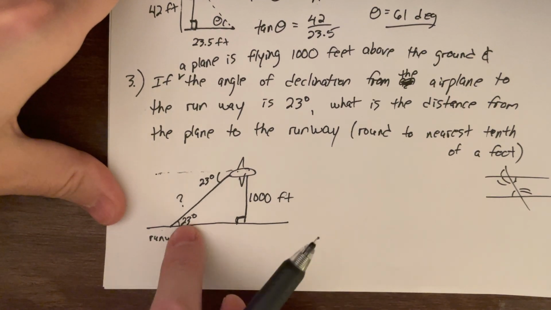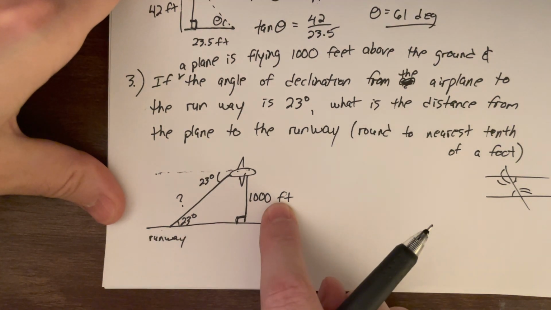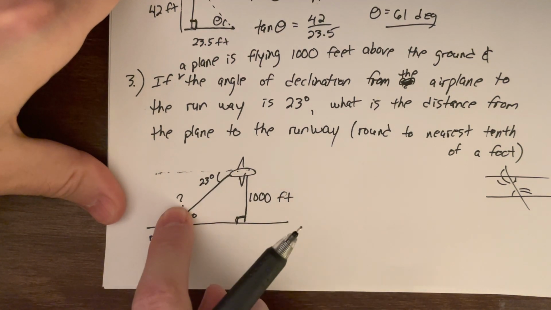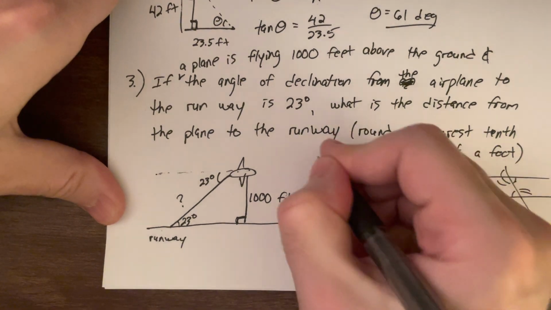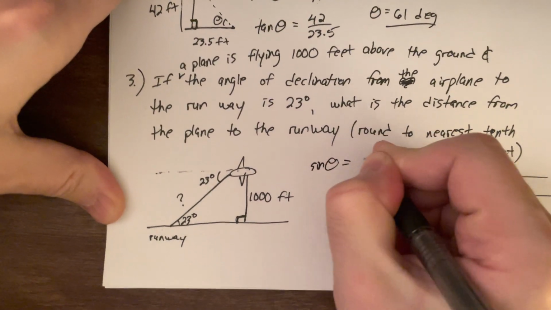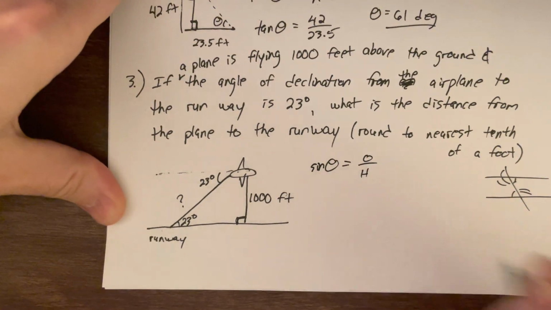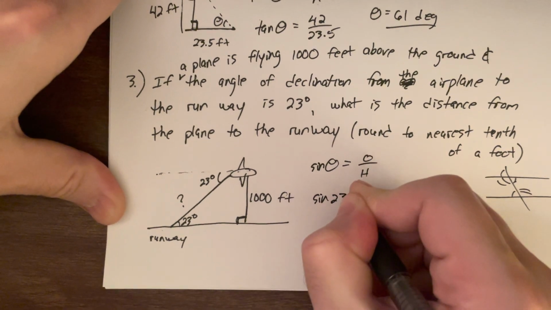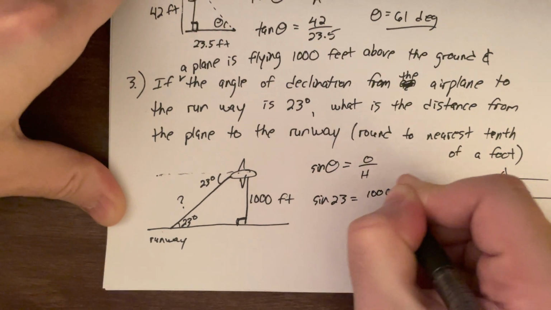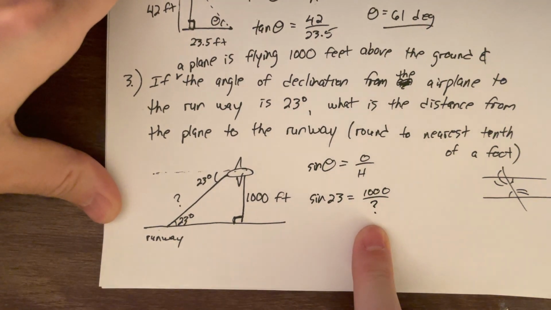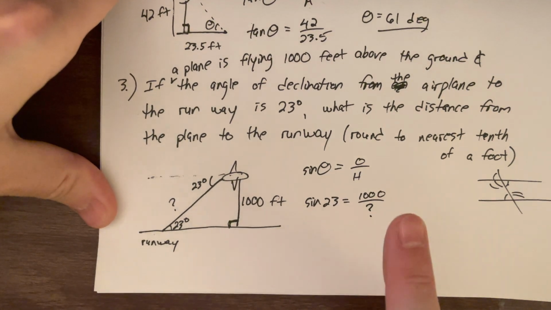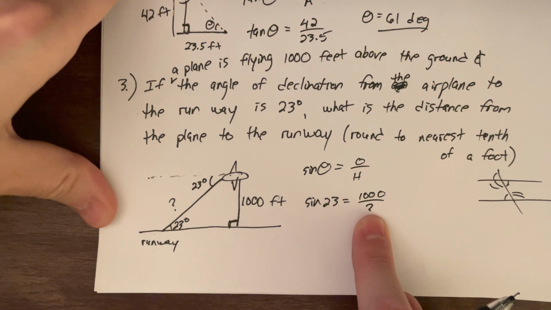And now, for this angle, you have the opposite side. You want the hypotenuse, so we would set up sine. Sine of theta is opposite over hypotenuse. So sine of 23 degrees would be 1,000 over blank. So that's one perfectly good way to set this up.